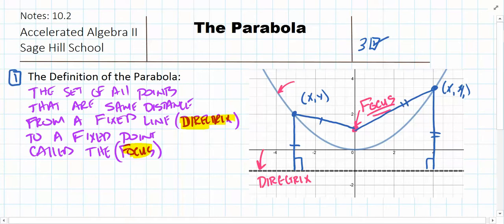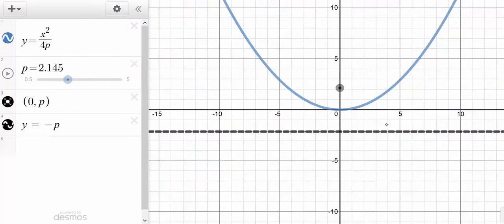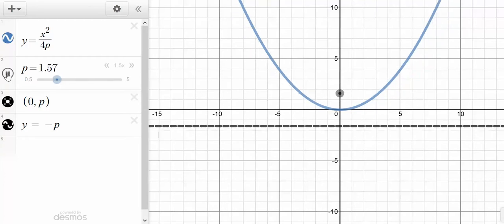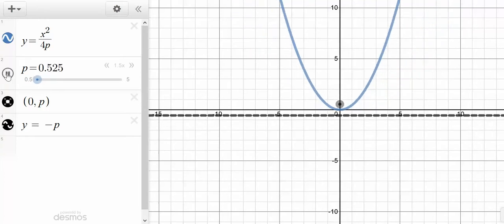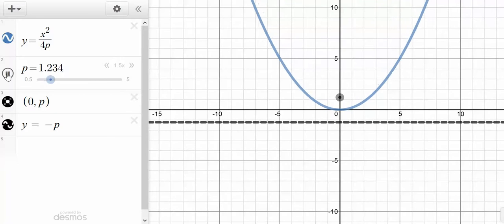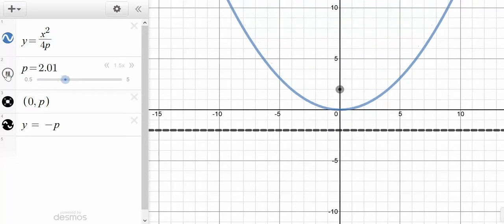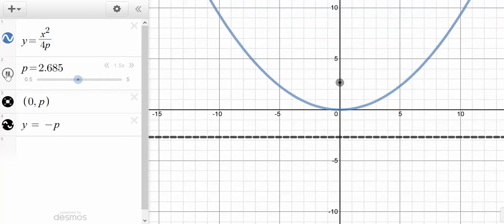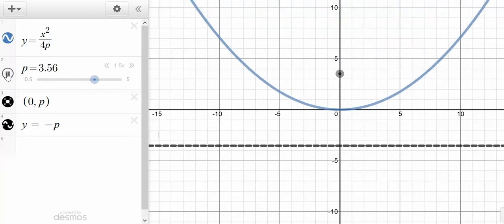This can really be illustrated well when I show you this little demonstration on Desmos. I'll make a link to it down below. But watch what happens. This point in the middle here is your focus. This line down here is your directrix. Watch what happens when they start moving around. You can see that as the parabola gets skinnier, both the focal point and the directrix move in sync with each other.